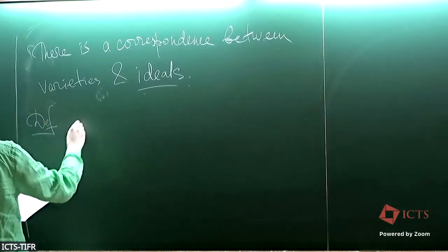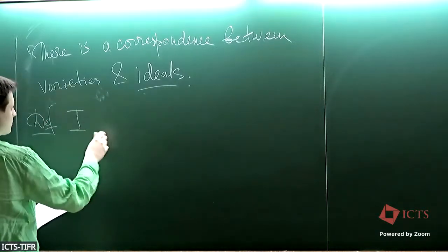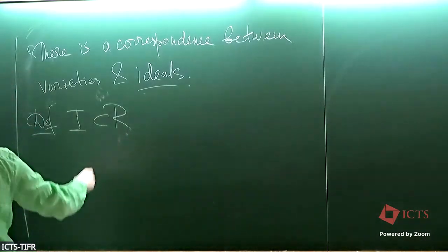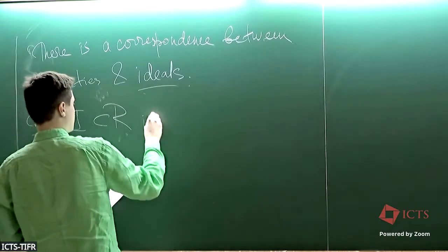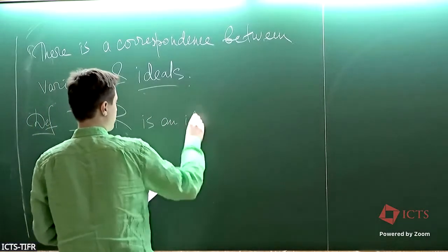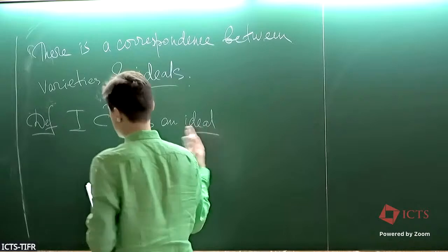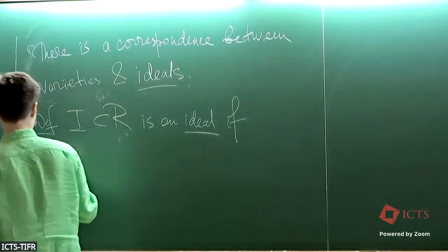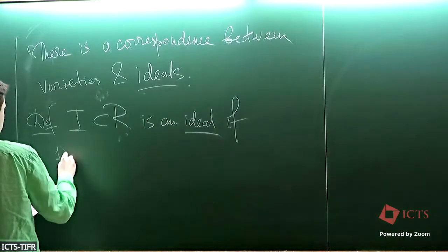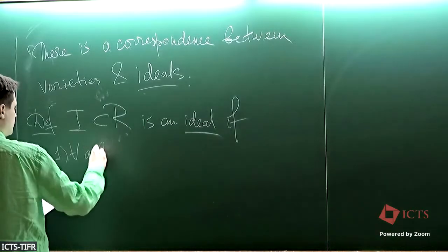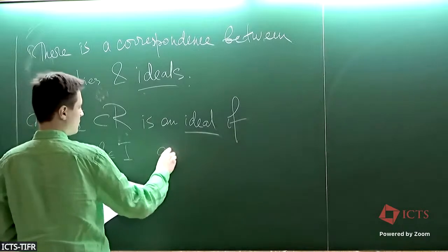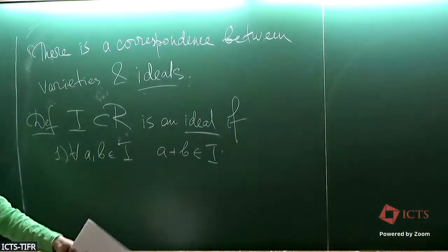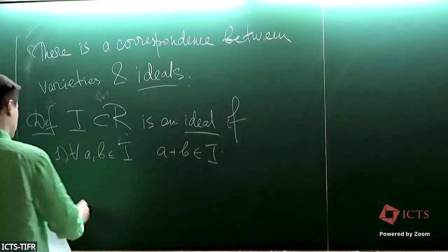An ideal, for us, in general it works for any ring, but for us it's a subset of our ring R, so of the polynomial ring. The subset is an ideal. So the name suggests it's a very nice subset if the following two conditions are true. First of all, for any A and B in I, their sum is again in I. So it's closed under addition. If you have two polynomials in the ideal, you can take their sum and you will stay in the ideal.